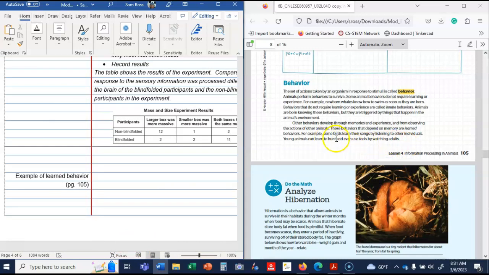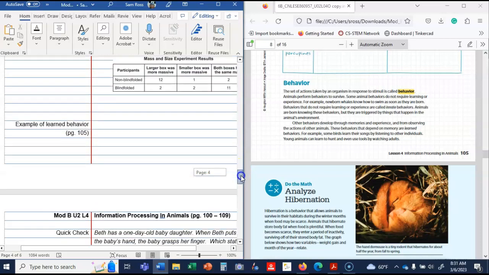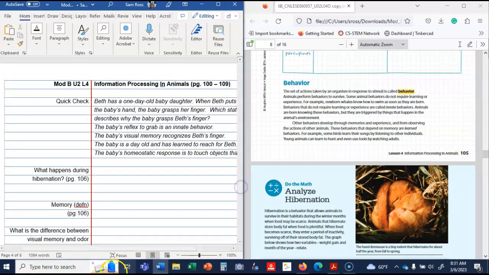Example of learned behavior. Birds learn their songs by listening to other individuals. So birds learning songs of their species.